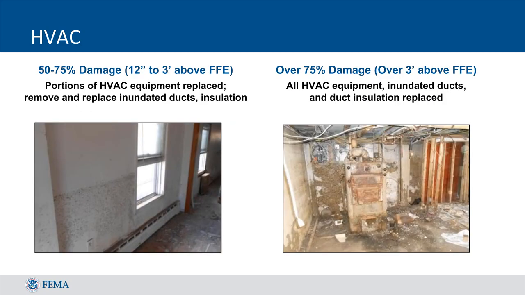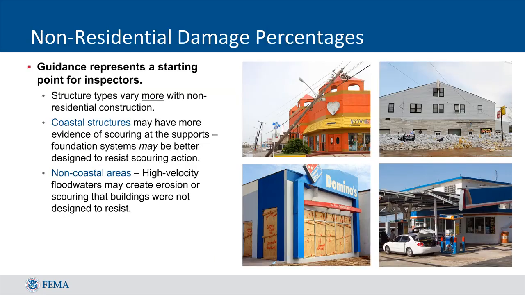When parts of the HVAC system have to be replaced, such as large portions of the ductwork, this may be an indicator of damage in the range of 50 to 75%. High floodwaters can often be the cause of a need to remove and replace ducts. Damage over 75% usually occurs when there is significant damage to the home and the entire HVAC system is destroyed or needs to be replaced completely, including ducts, compressor unit, and interior equipment.